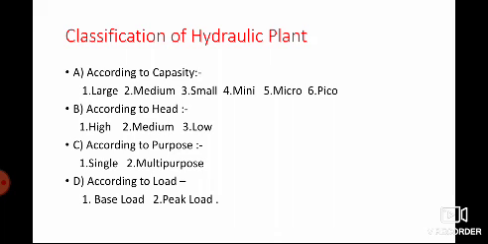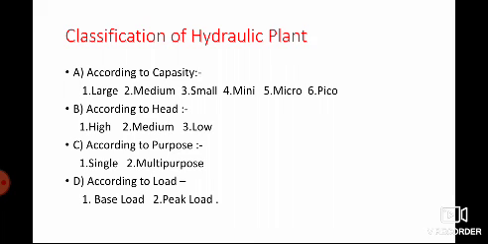The third one is according to the purpose. First is single purpose and second is multi-purpose. Single purpose means we only use it for electricity, and multi-purpose means we are using it for electricity as well as irrigation, industrial use, etc. This is a multi-purpose plant.